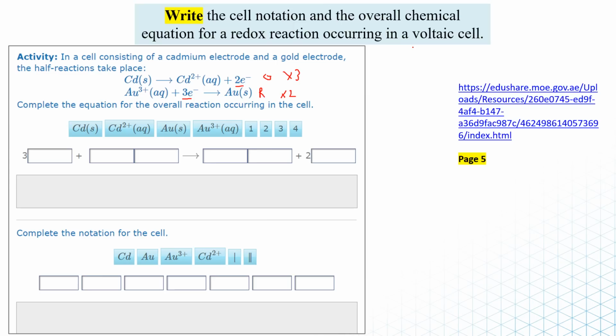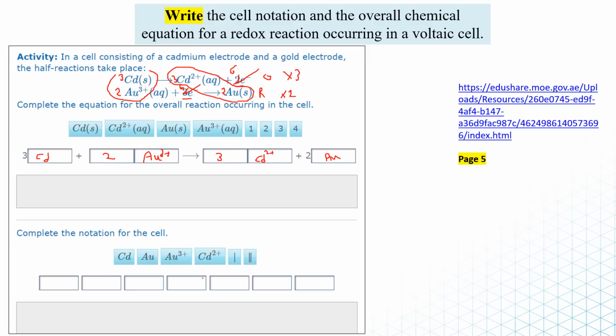So now, when you multiply that, the number of electrons here is going to be 6, and the number of electrons here is going to be 6. Here you will have 3, here you will have 3, here you will have 2, here you will have 2. So electrons, they are deleted, and now we have 3Cd plus 2Au plus 3, the reactants together, as you can see. And then in the products you will have 3Cd plus 2 plus 2Au, the products here together. Okay, you see them? So this is the overall reaction.